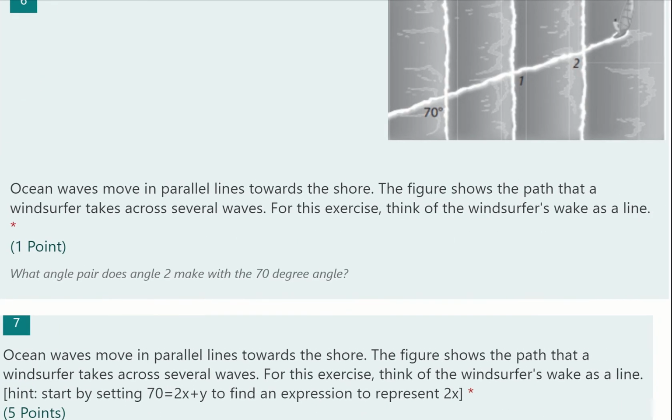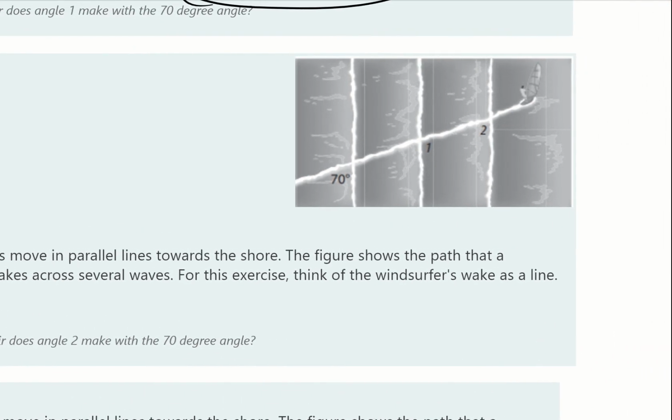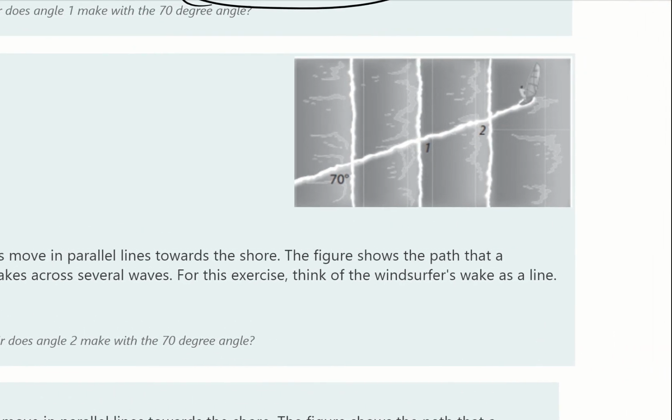All right, number 6. We're trying to figure out what angle pair does angle 2 make with the 70-degree angle. So let's focus on these two lines now. This is inside the sandwich, you can tell, between the two purple lines, and the 70 is outside. And notice that these two angles are actually the same angle. I can just literally move it and it's the same angle. And so those are called corresponding angles.